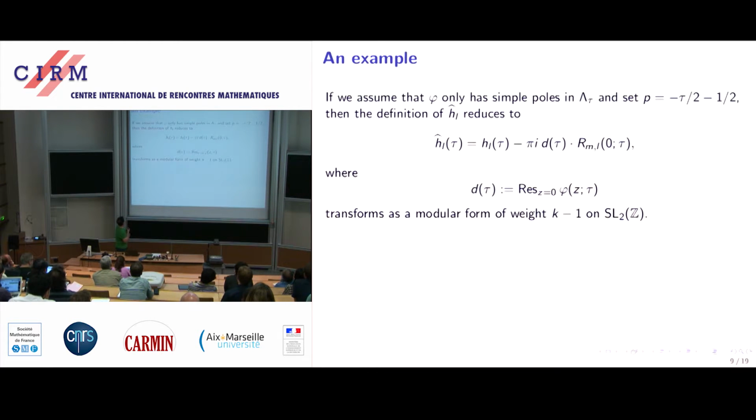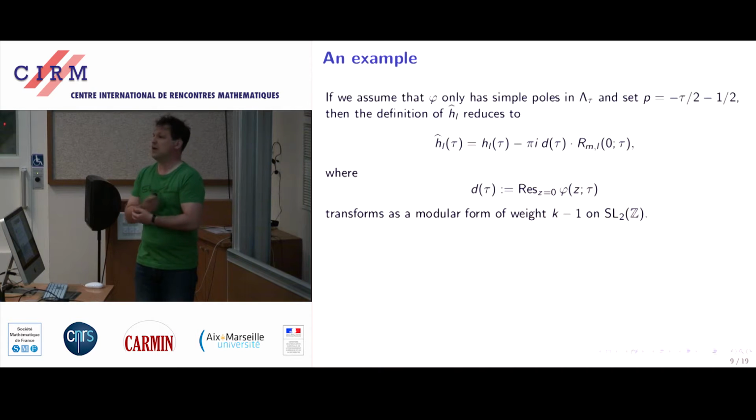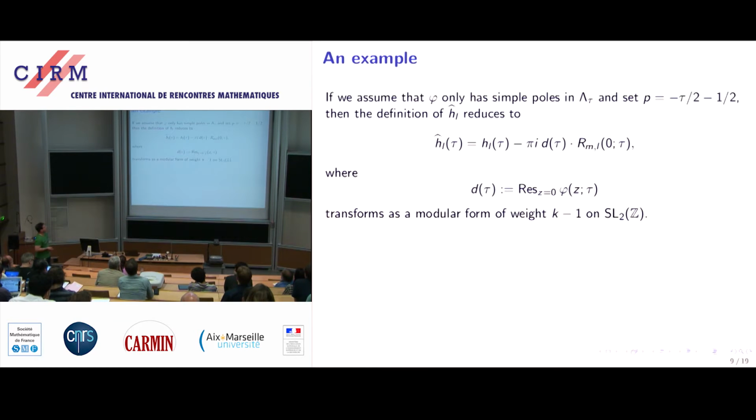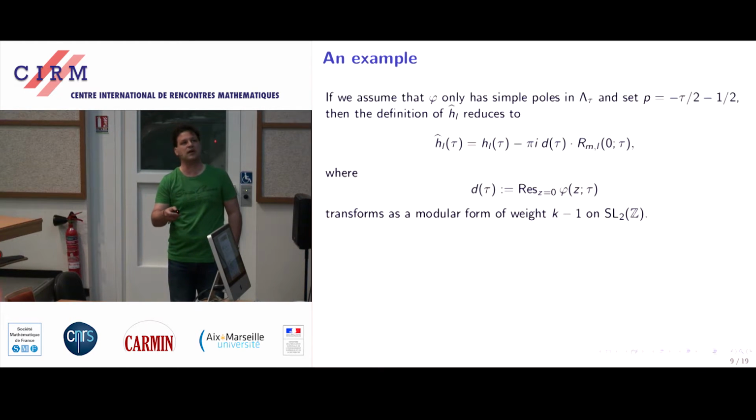So here, as an example, I consider a meromorphic Jacobi form phi such that it has only simple poles, and I assume that it only has poles in this lattice. So that's basically as simple as it gets. And I take P to be like this. And then that means inside the fundamental parallelogram, there's only one pole, and it's located in 0. So you can work out what the formula says. You have to take a residue, but it's really easy here. And it says this correction term now just looks like this.